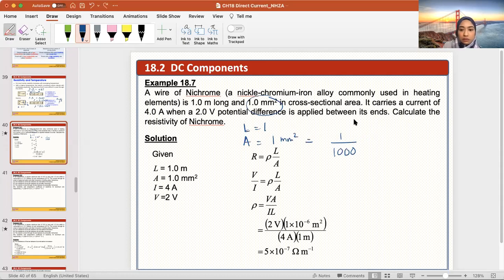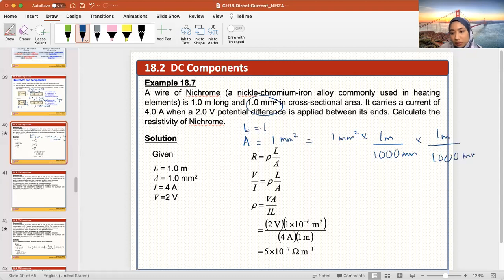So you need to square this. Wait, I need to do this properly, otherwise you will be confused. Okay, so 1 millimeter squared times 1 meter over 1000 millimeter. I want to get rid of millimeter and I want it in meter. So 1 meter is 1000 millimeter. And this guy is squared, so I need to do this twice. Okay, so this guy becomes 1 over 1000 over 1000. Okay, hope I'm right. So 1 over 1000, 1 over 1000 equals 1 times 10 to the minus 6 meter squared. Okay, so that's your area.